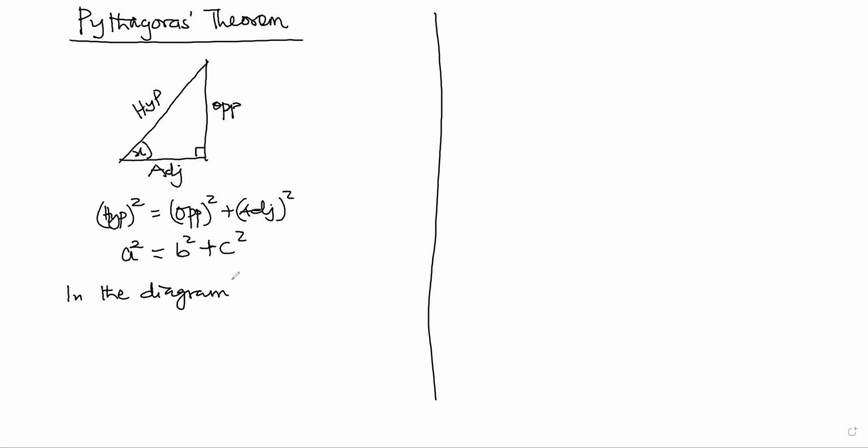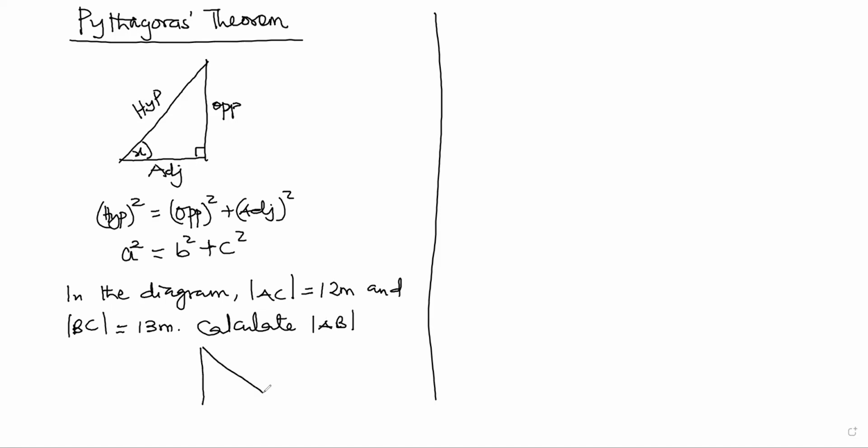So in the diagram, AC is 12 meters and BC is 13 meters. You have to calculate AB. Or if you have a diagram like this.